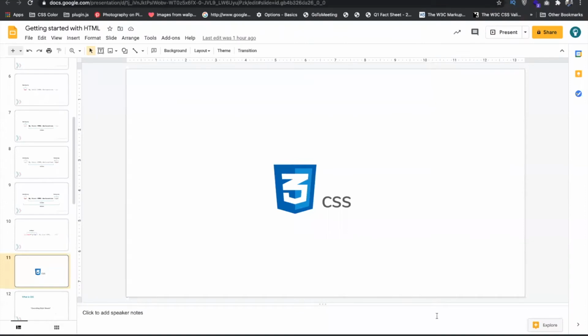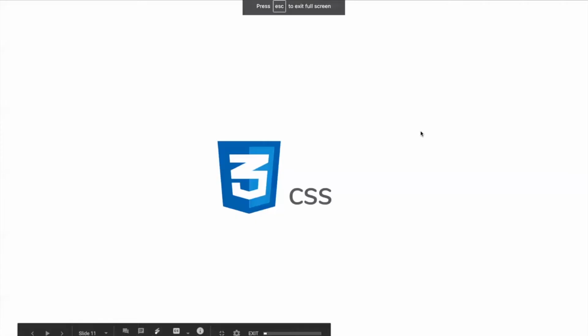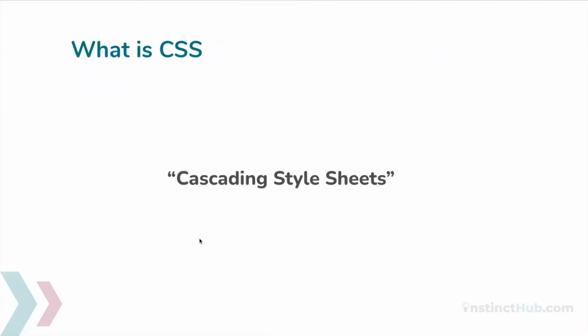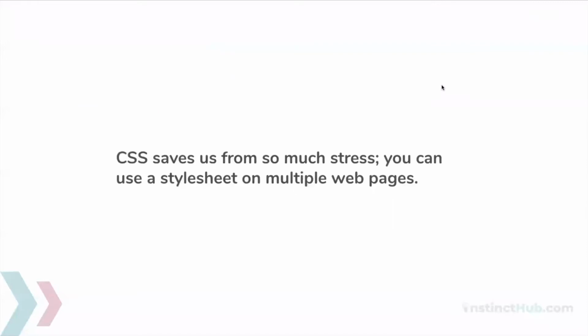Okay, but before we move into that, I would want us to understand the structure of CSS. CSS is what we know as cascading style sheet. And the reason why it's called cascading style sheet, you will get to know in the course of this lesson. Now, CSS saves us from much stress. Like I said, it helps us to beautify our design.